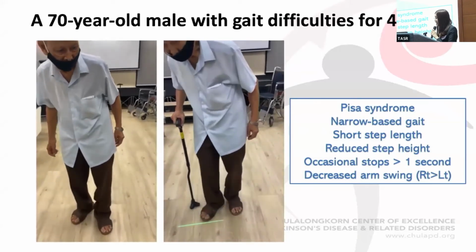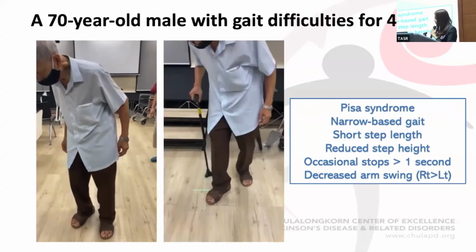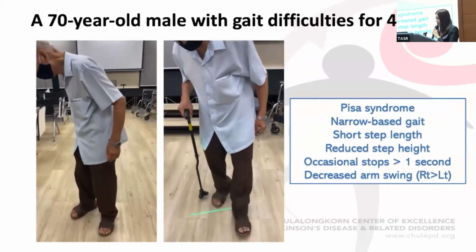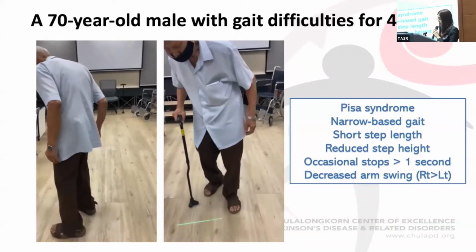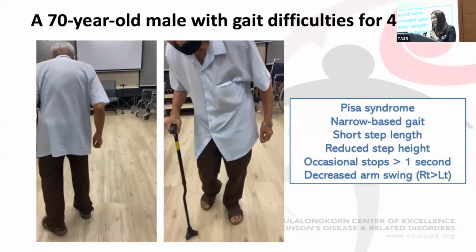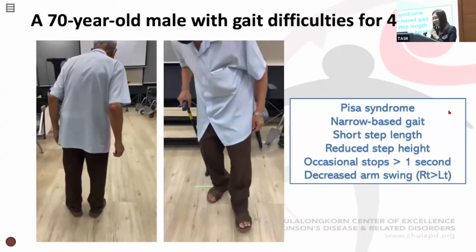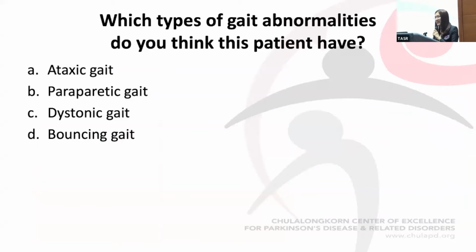I would like to add further examination of this patient. We found that he has asymmetrical Parkinsonism, more on the right, and no weakness is observed. So would you like to tell me what gait abnormalities he has? Which types of gait abnormalities do you think this patient has?